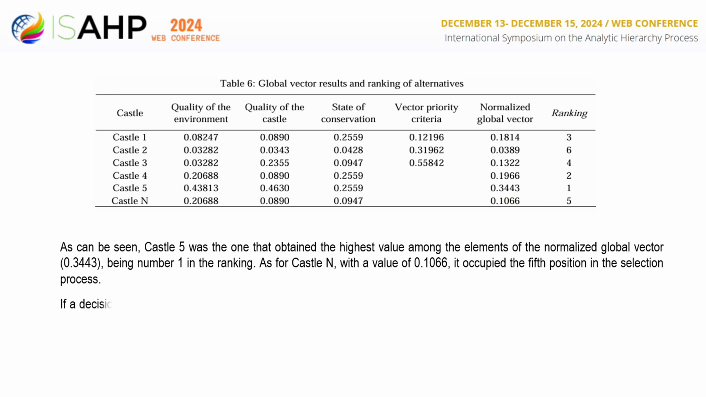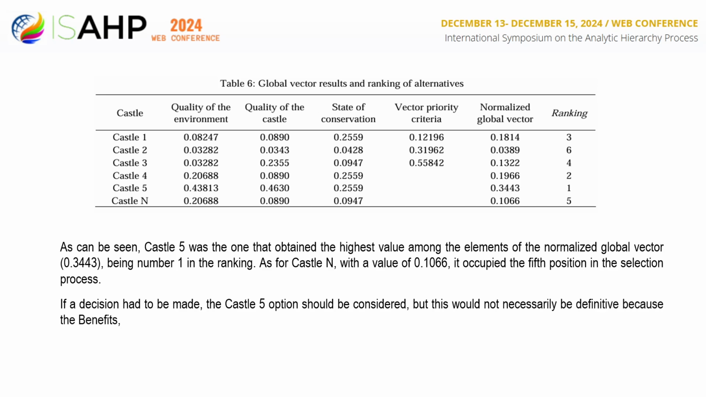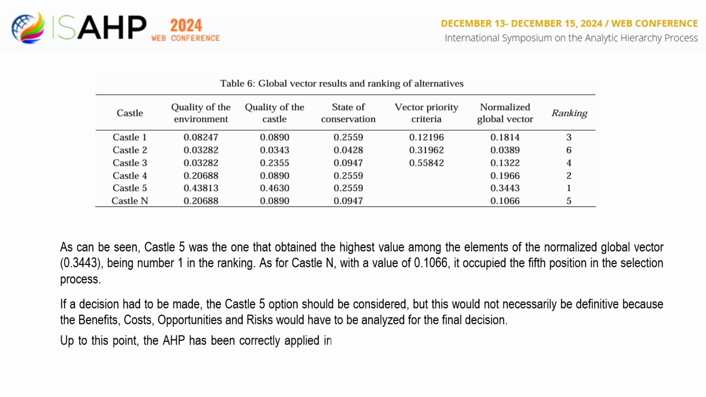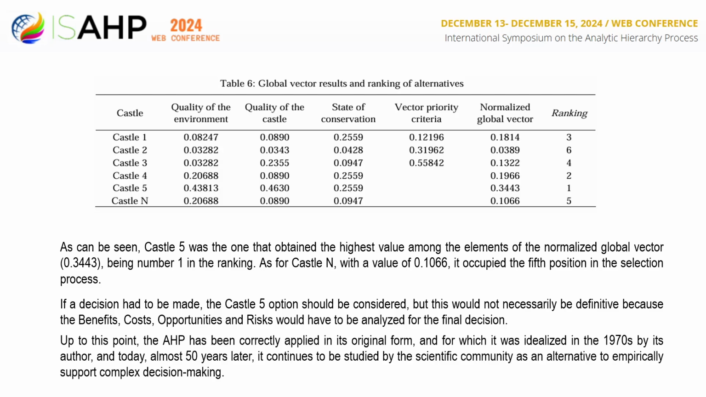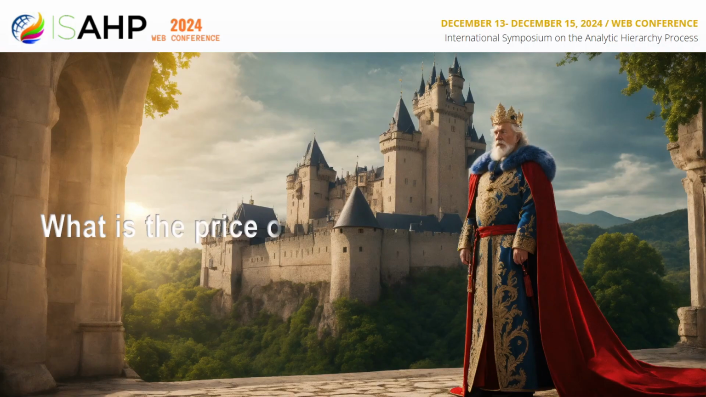If a decision had to be made, the Castle 5 option should be considered, but this would not necessarily be definitive because the benefits, costs, opportunities, and risks would have to be analyzed for the final decision. Up to this point, the AHP has been correctly applied in its original form and for which it was idealized in the 1970s by its author. And today, almost 50 years later, it continues to be studied by the scientific community as an alternative to empirically support complex decision-making. What is the price of Castle N?